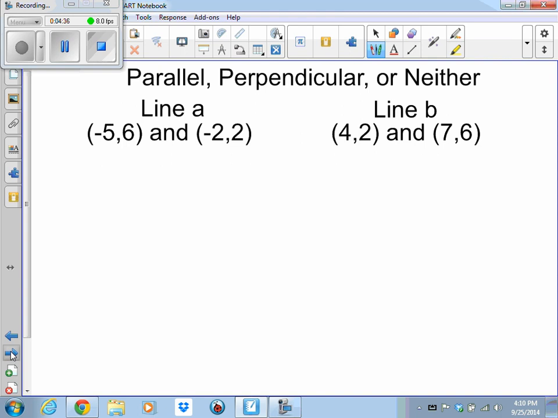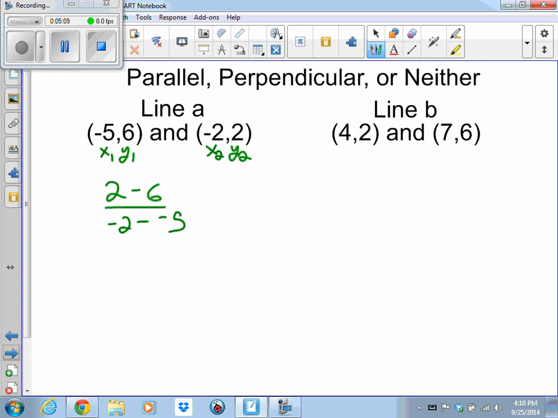All right, so here we go. You got to decide if these lines are parallel, perpendicular, or neither. So all we're going to do is find the slope between the 2 of them, and then we are going to just analyze and see which relationship they have. So here, I'm going to do x1, y1, x2, y2, 2 minus 6 over, and then negative 2 minus negative 5.